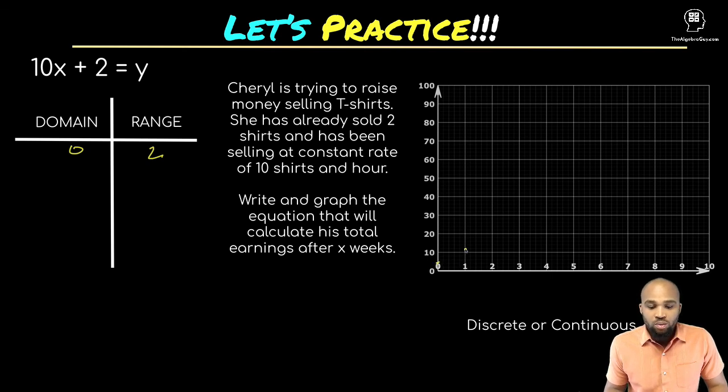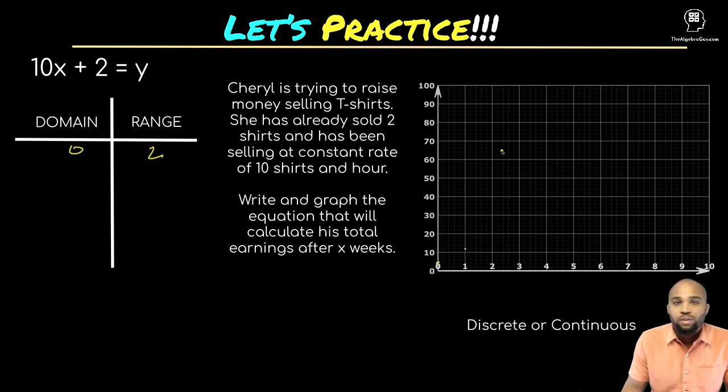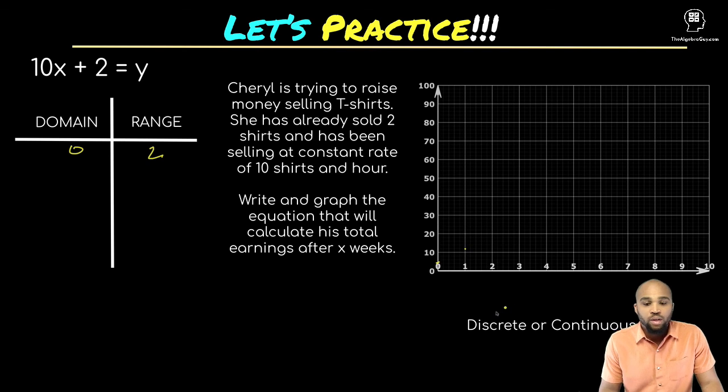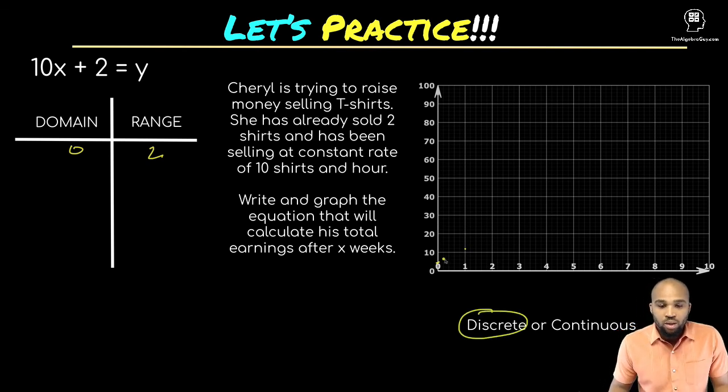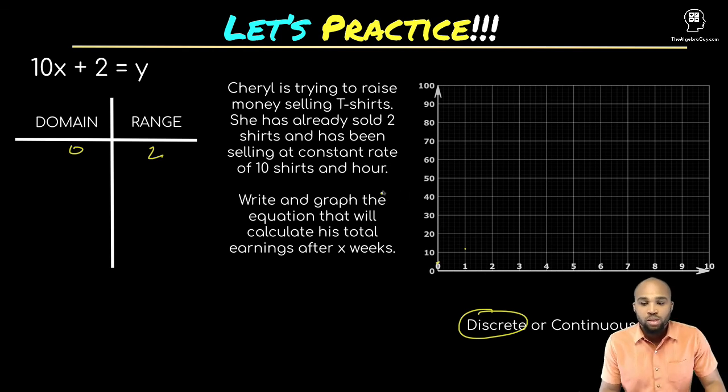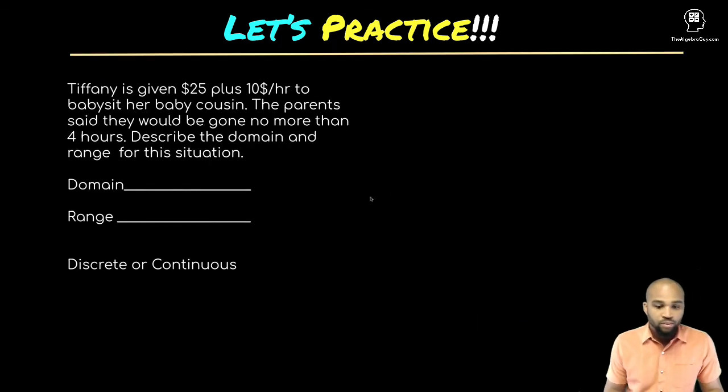0, 2, 1, 12, because t-shirts cannot be split up into fractions, right? So you're going to have it be discrete. You can only have 1 shirt, and $10, you can't sell half a shirt, so you're still going to have increments of 10, 2 to 12 to 22, and so forth. So it's going to be the same thing. I'm not going to rewrite that.